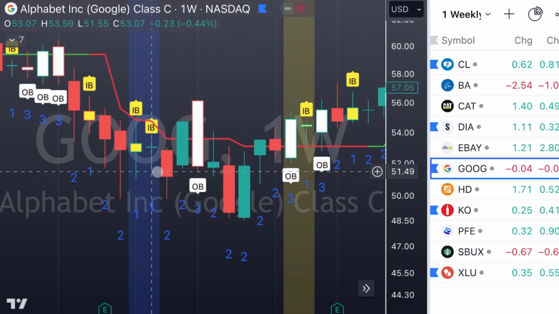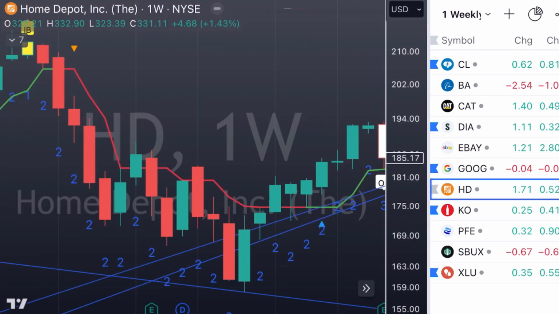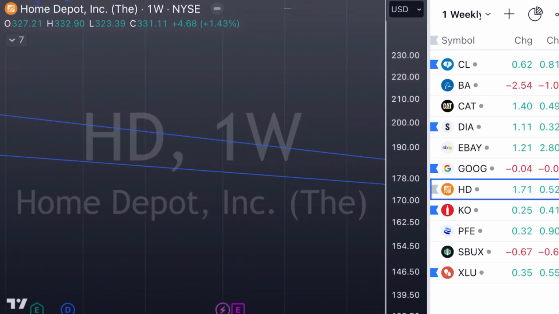So again, there was that double inside bar. We triggered, we hit target 1, we hit target 2, to a T. Told you exactly what it was going to do, and that's exactly what it did on Google. We move on to Home Depot.